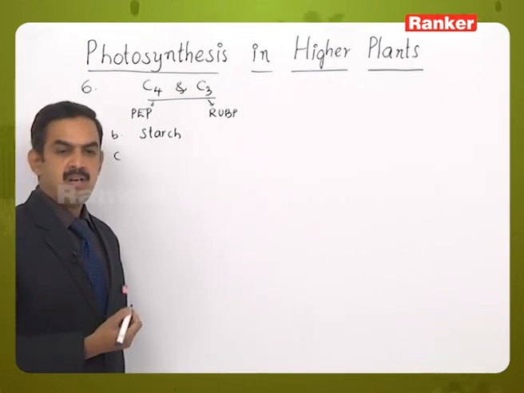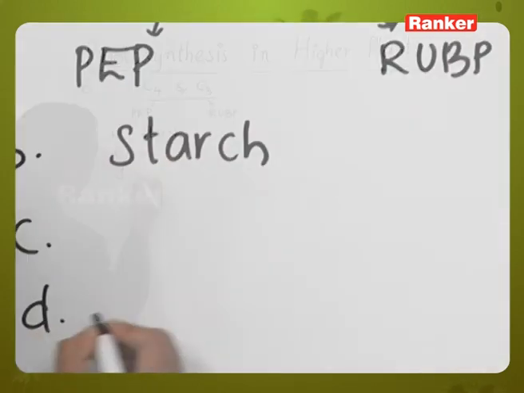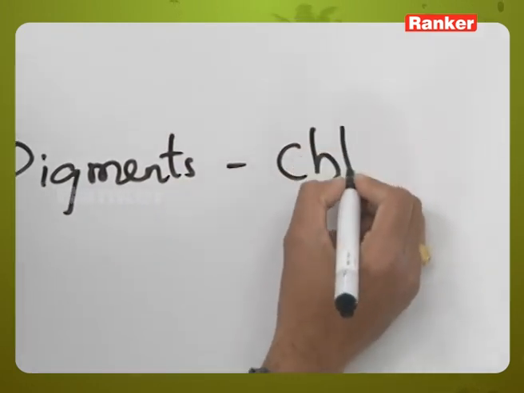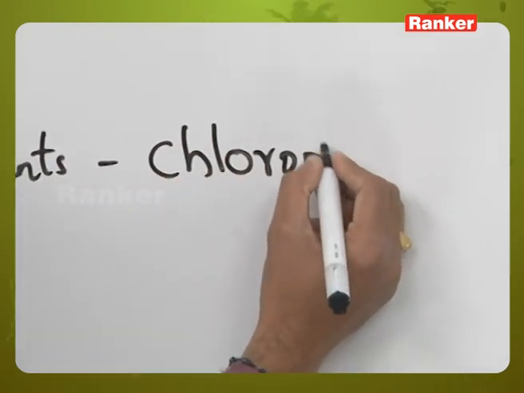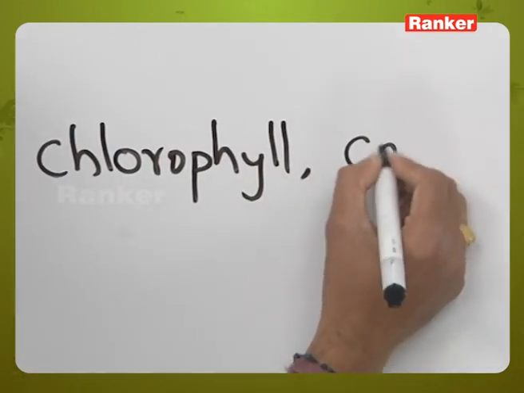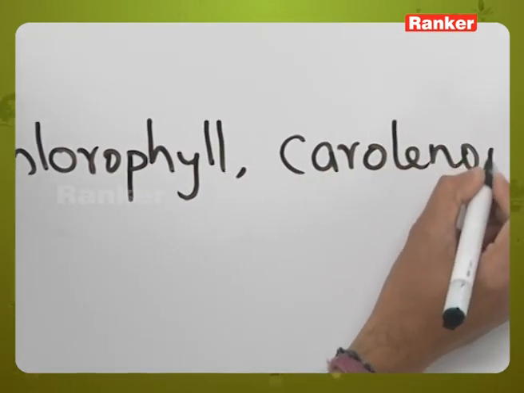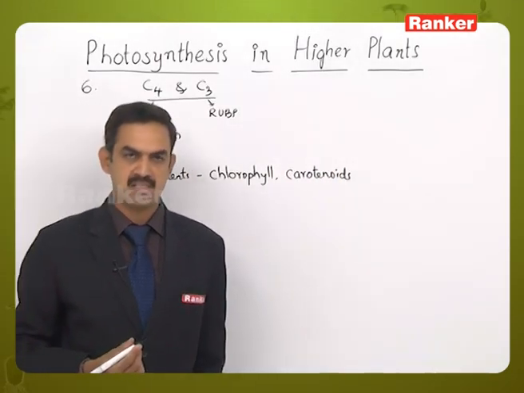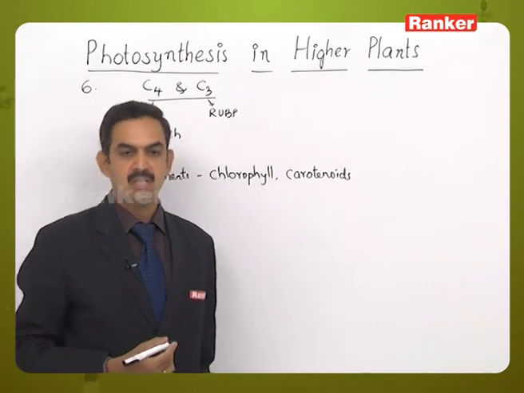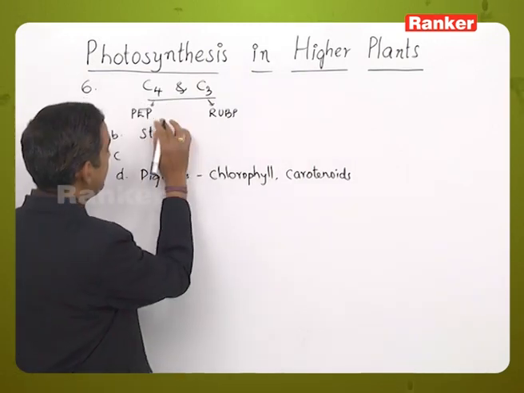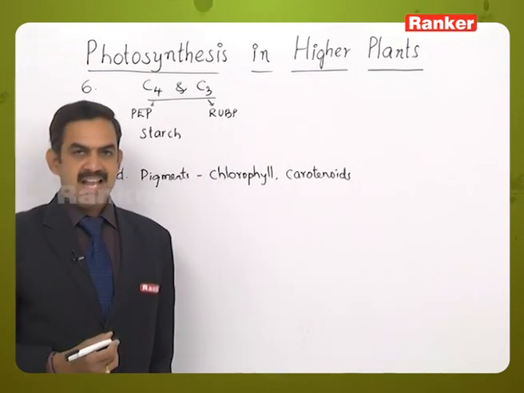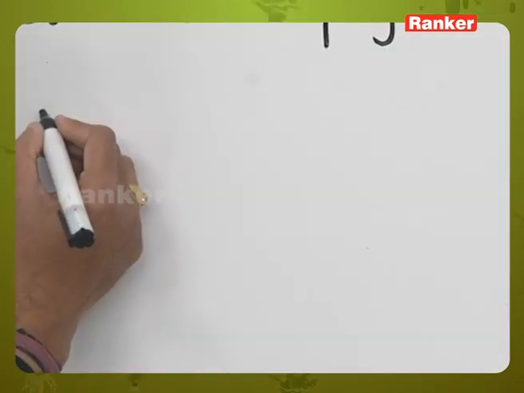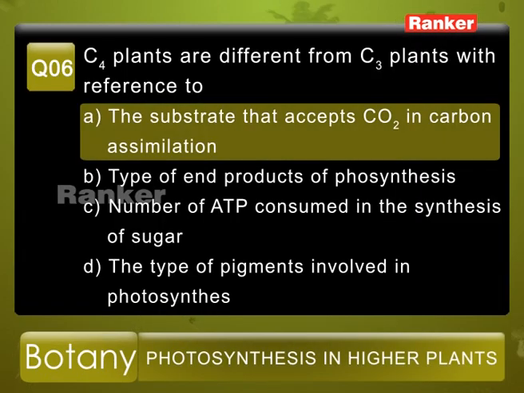And the type of pigments which are involved in that one. So here, as we know, the pigments which are involved are the chlorophyll pigments only, along with the accessory pigments, that is carotenoids. So there is no difference in the nature of pigments which are involved in photosynthesis of C3 plants and the C4 plants. So from the given options, we can say that the substrate which accepts the carbon dioxide is different in both the plants. So from the given options, option A is the correct answer.